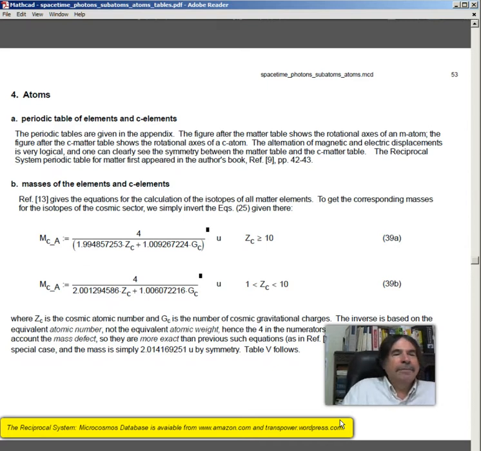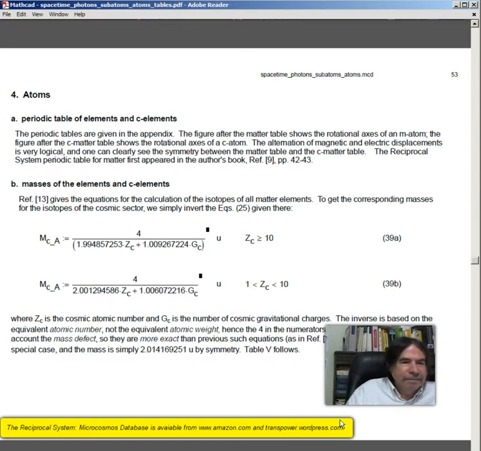The masses of the elements and C elements. Reference 13 gives the equations for the calculation of the isotopes of all matter elements. To get the corresponding masses for the isotopes of the cosmic sector, we simply invert the equations 25 given in that paper. And you can see the equations here. There's one equation for Z sub C greater than or equal to 10, and there's one for Z sub C greater than 1 and less than 10. Remember, Z sub C equals 1 is for the high deuterium.